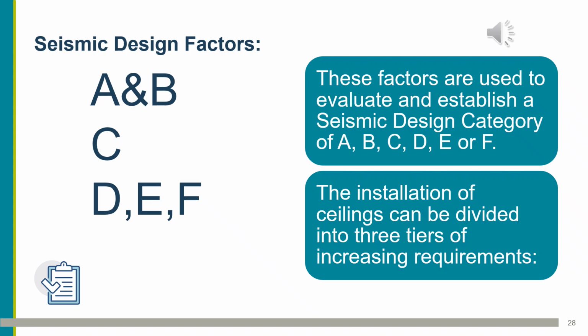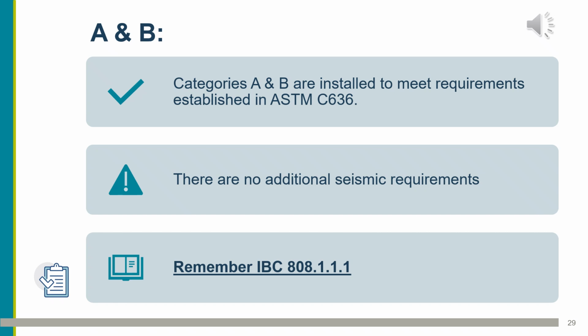So let's look at the seismic design factors. We're going to break this into three groups, A and B, C, and then D, E, and F. These factors are used to evaluate and establish a seismic design category, and the installation of ceilings can be divided into these three tiers. Now, as we proceed from the least restrictive to the greatest restrictive, we have to remember that anything prior that's mentioned has to be done.